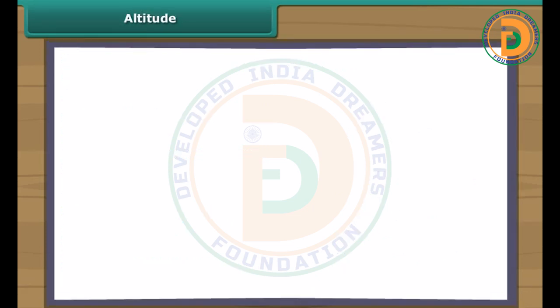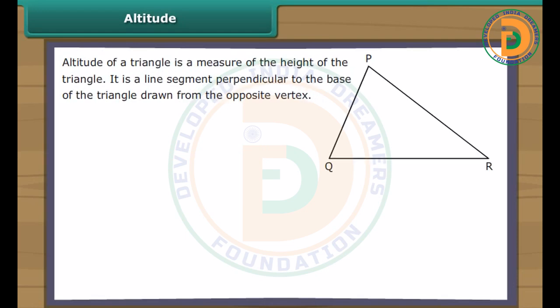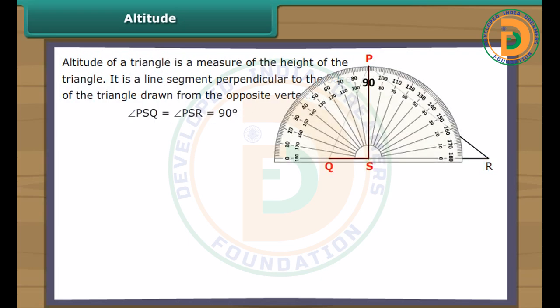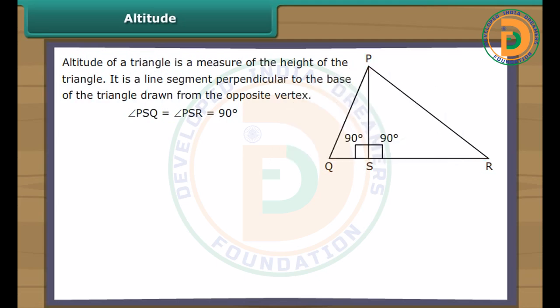Altitude. Altitude of a triangle is a measure of the height of the triangle. It is a line segment perpendicular to the base of the triangle drawn from the opposite vertex. In the figure, line segment PS is a perpendicular drawn from the vertex P to the base QR. It intersects QR at right angles. Therefore, PS is the altitude of the triangle PQR with base QR.